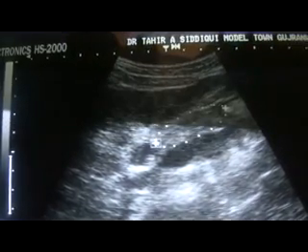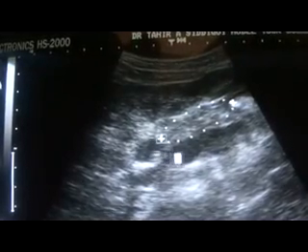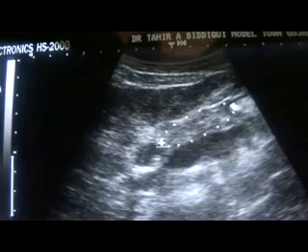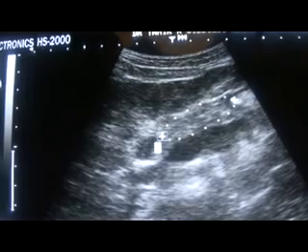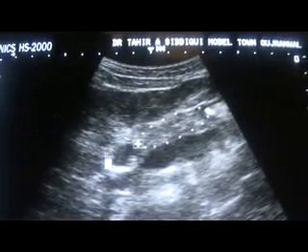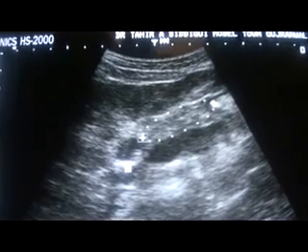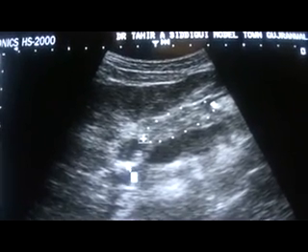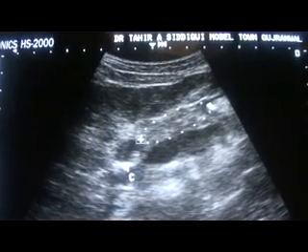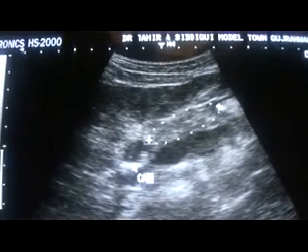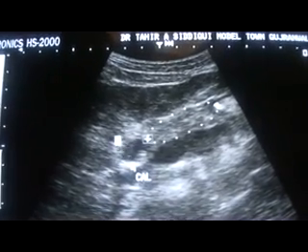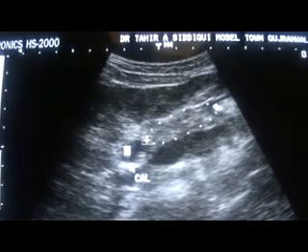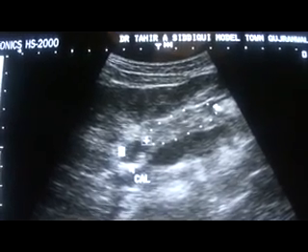This is the body of the pancreas, this is the tail of the pancreas, and this is the left kidney in transverse section. Again, this is the liver, this is the pancreas, body of the pancreas, tail of the pancreas, splenic vein, superior mesenteric vein, superior mesenteric artery, aorta, and these are the duodenal gases. And we don't see any focal lesion relating to the pancreas.